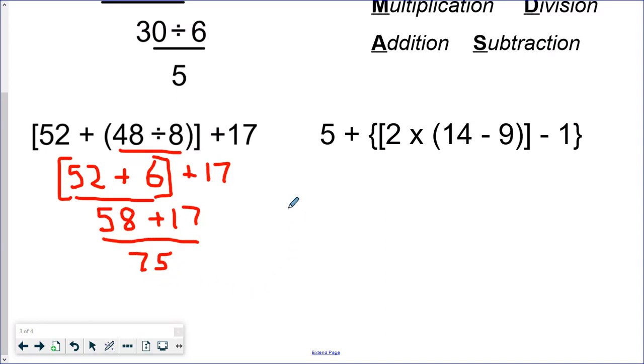Now over in this problem, we have something new as well. We see a set of parentheses. We also see some brackets, but we also see these other things here. These are called braces. This is another level of parentheses. So we have parentheses, we have brackets, and in some cases we have braces.